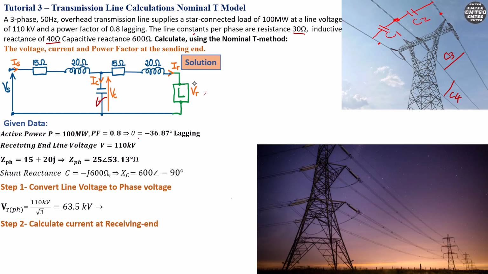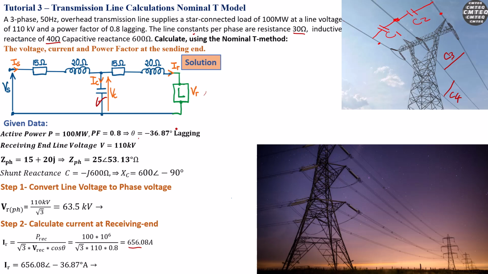You just need to know what is the voltage that is driving this current, and that voltage is already given to us here as 110 kilovolts. So very simple, we can calculate the current at the receiving end using the 100 megawatt of power and the line voltage. I already explained this formula in the previous tutorial. So we find this current here of 656.08 amp. Now this current has an angle of negative 36.87. So the phase angle for the current gives us the total statement for the receiving end current.